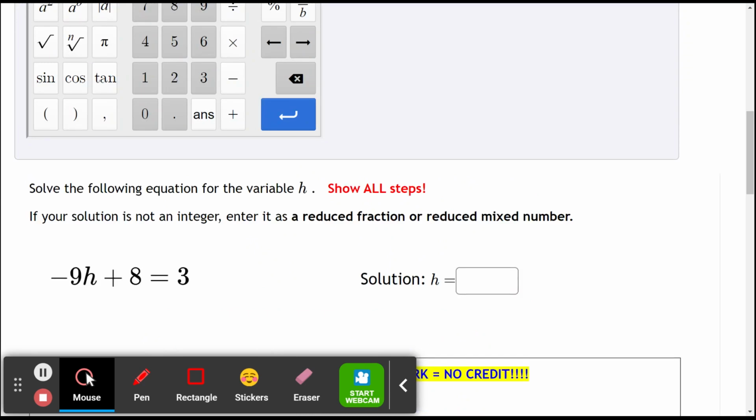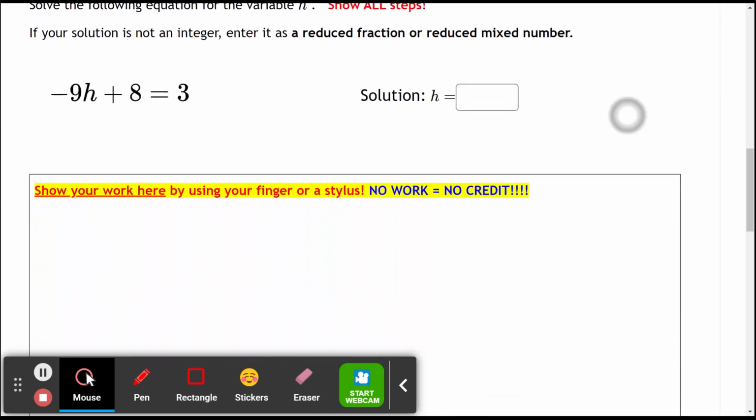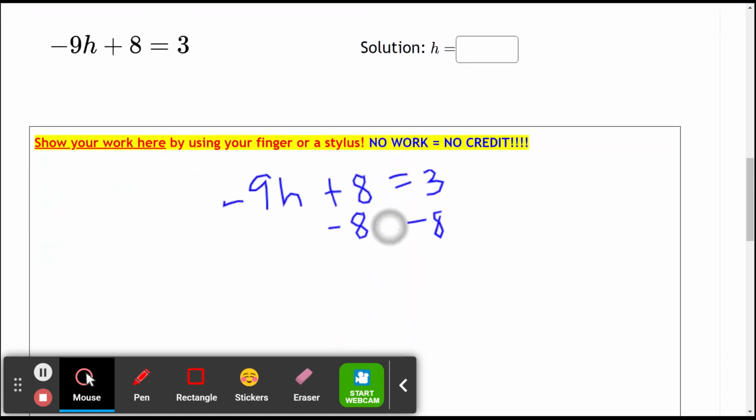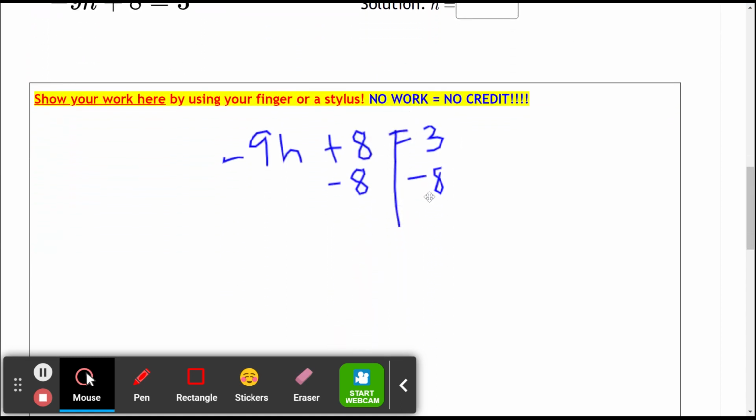And it is. So for this one, we have -9h plus 8 equals 3. And so we subtract 8 from both sides because that's the inverse of adding, making sure that we do the same thing on both sides of the equal sign. So 3 minus 8 is -5. We have -9h here. And these two things cancel each other out.